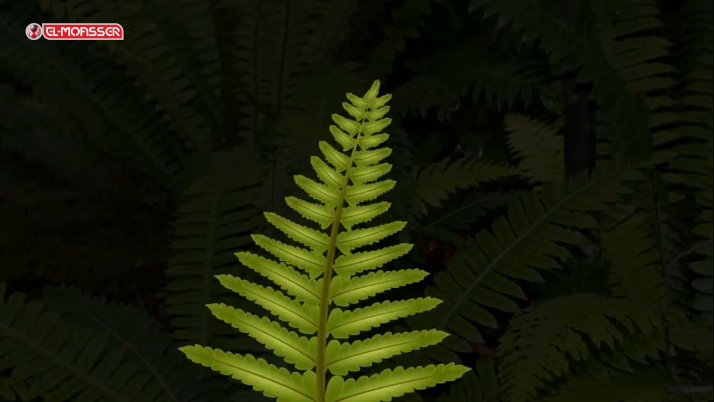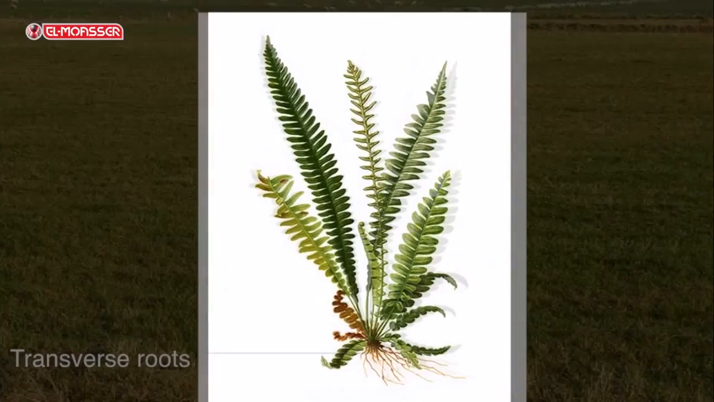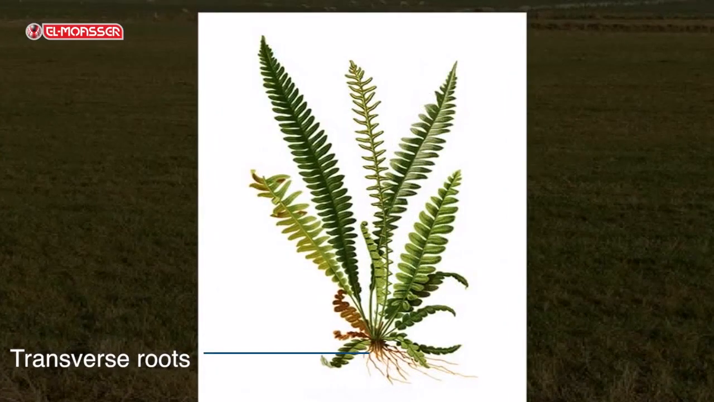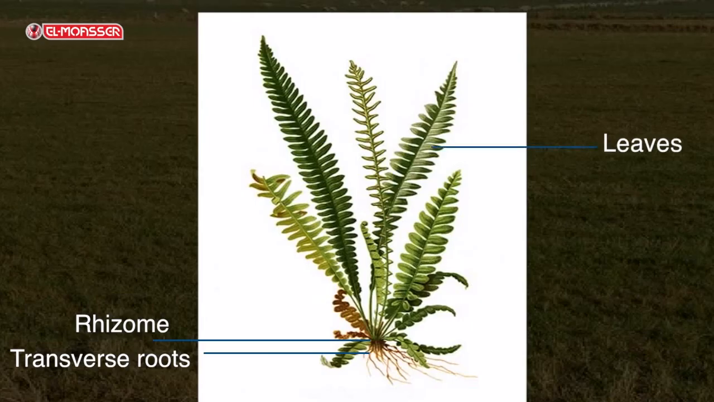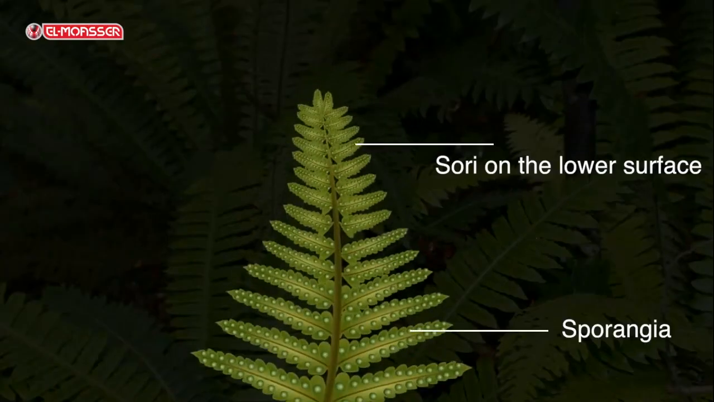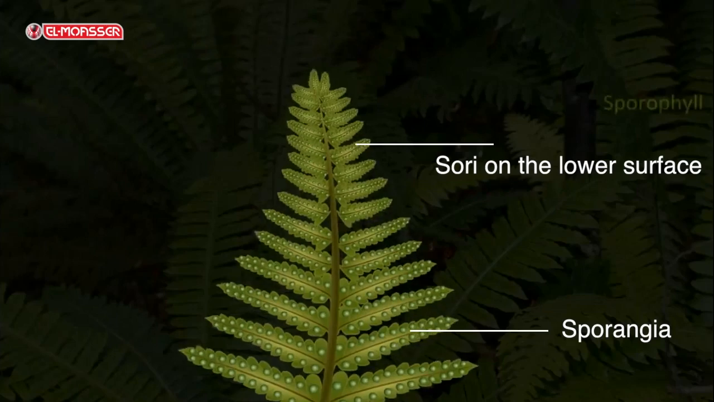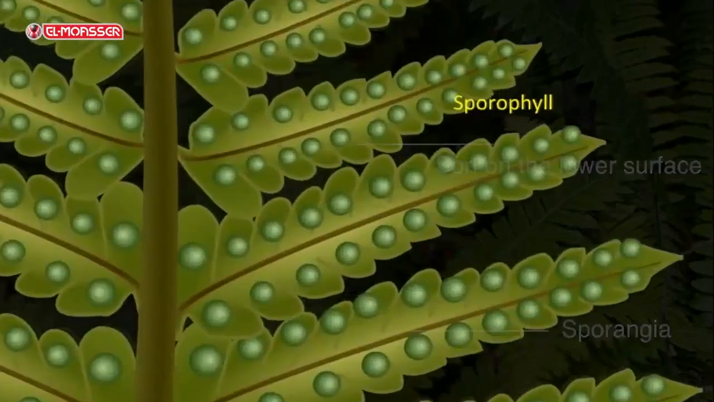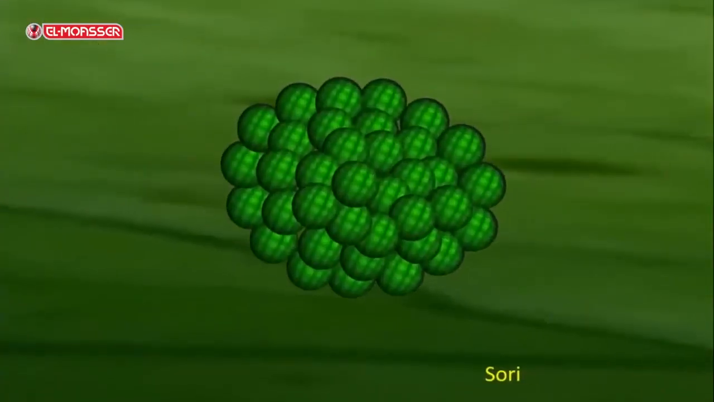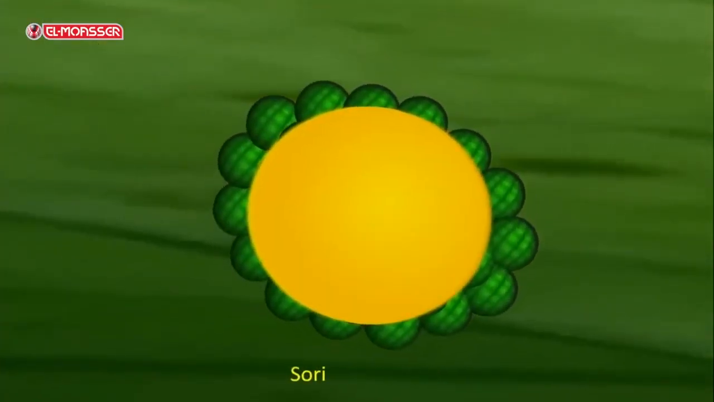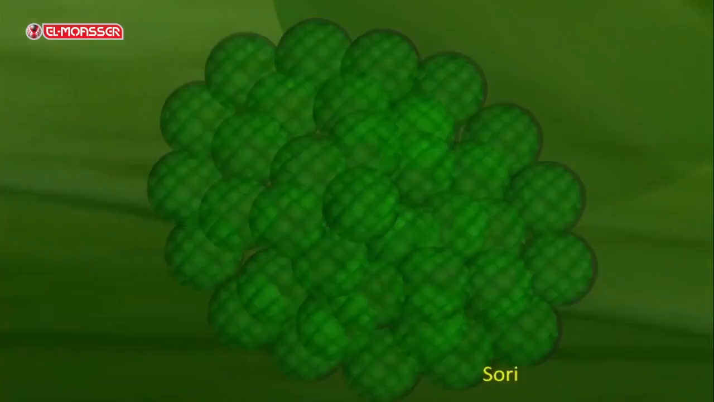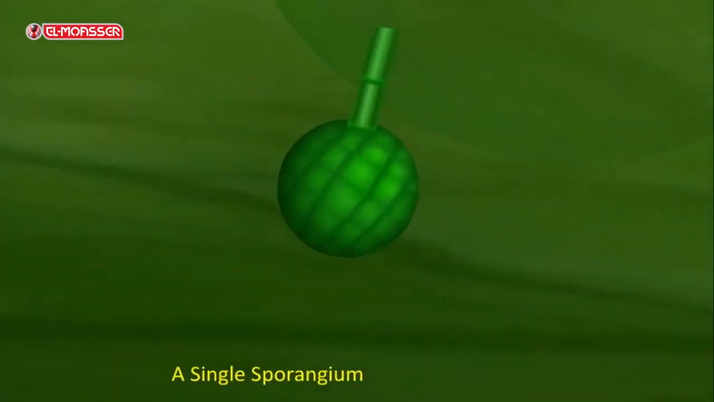The life cycle of polypodium starts with the sporophyte that is differentiated into transverse roots, subterranean stems called rhizome, and green leaves. There are on the lower surface of its leaves a group of sporangia called sori. These sporangia contain numerous diploid spore cells, which are symbolized by 2N.